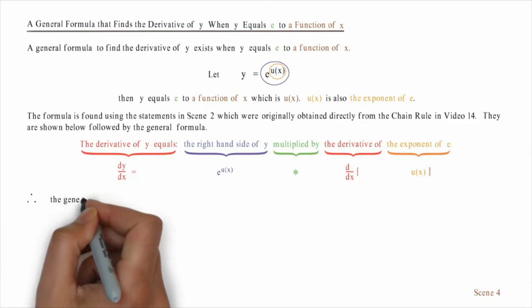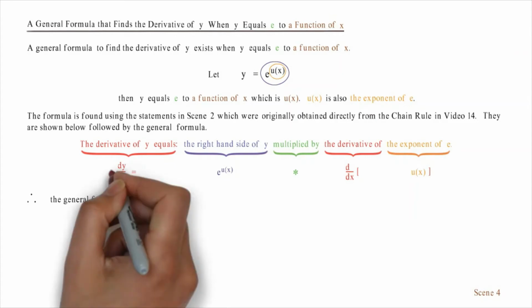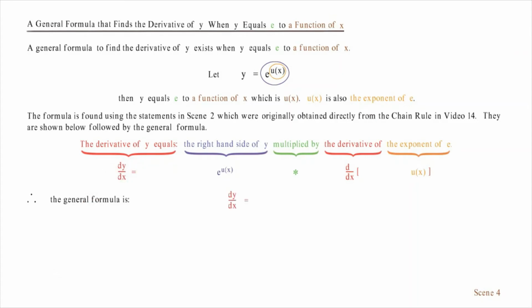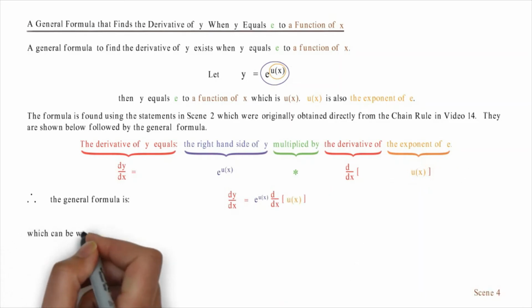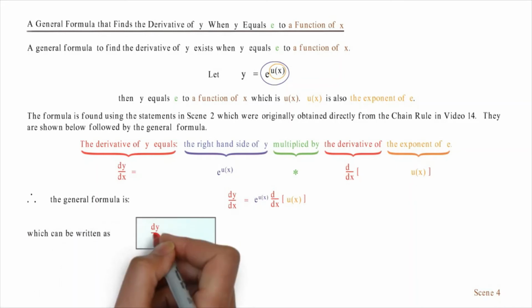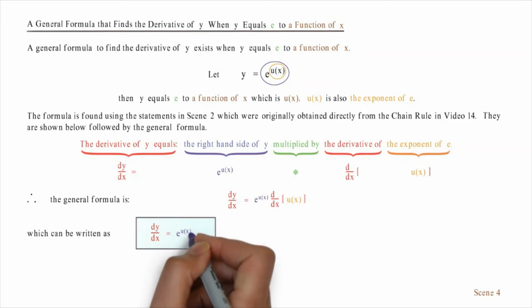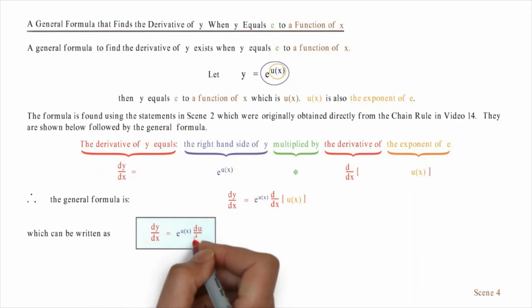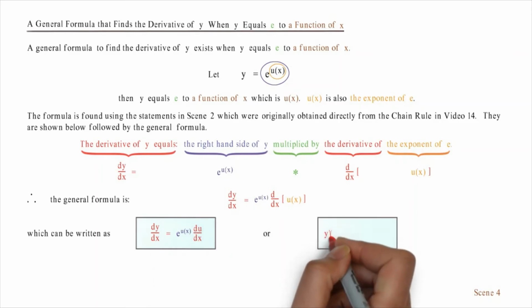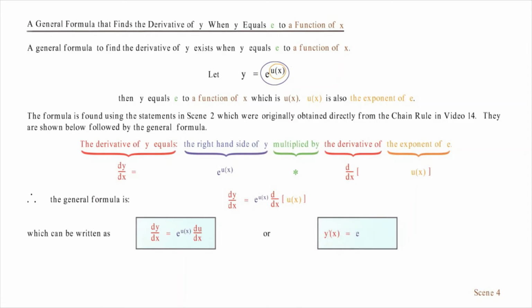Therefore, the general formula is which can be written as dy by dx equals e to the u of x times du by dx, or y dash of x equals e to the u of x times u dash of x.